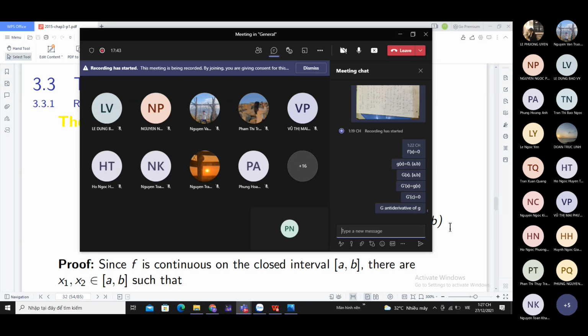What does it mean in Vietnamese? Antiderivative. It means, in Vietnamese, nguyên hàm, right? Okay. All right, now we consider some examples.